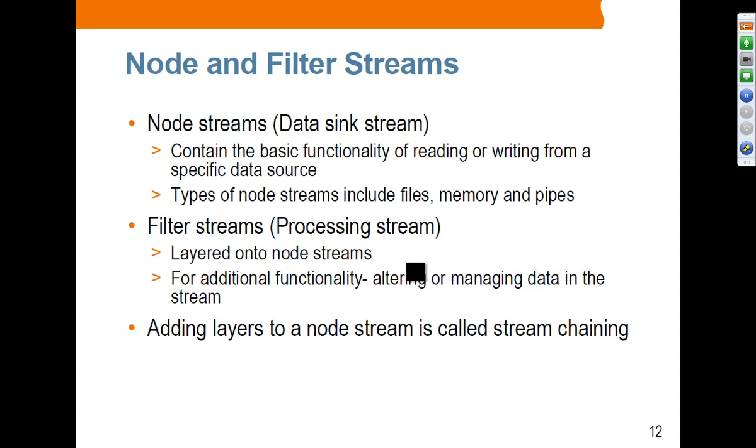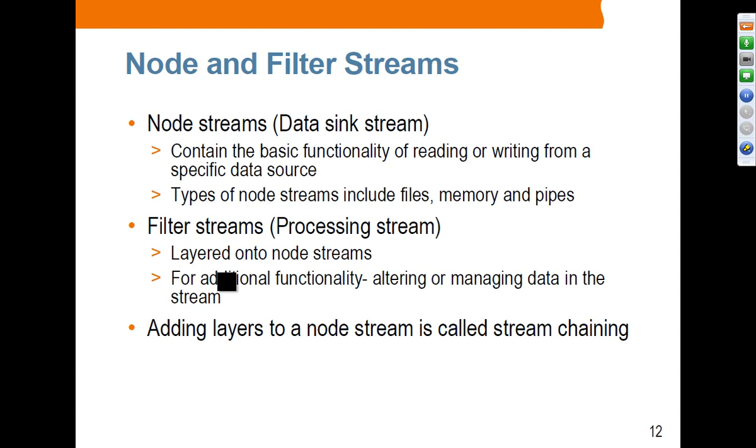Now, node and filter streams. Let's talk about the node streams first, and then we'll talk about filter streams. Node streams basically contain the basic functionality of reading or writing from a specific data source. The types of node streams include files, memory, and pipes. It's basically reading or writing to file, memory, and pipes.